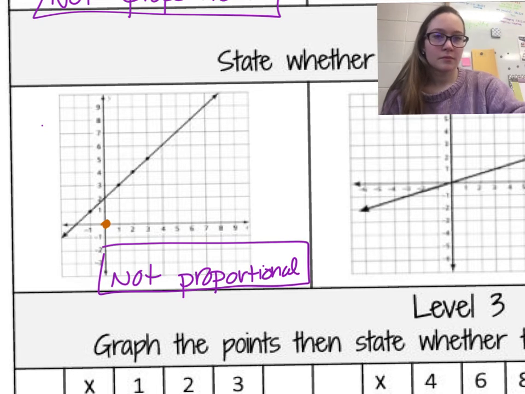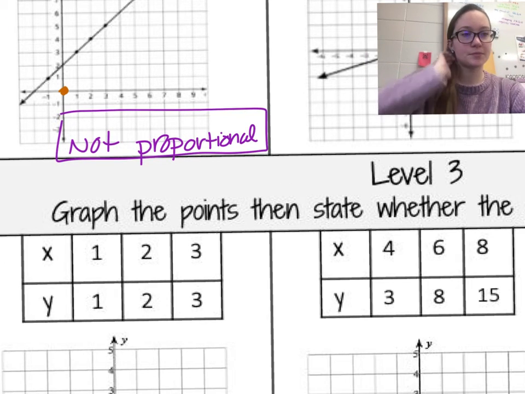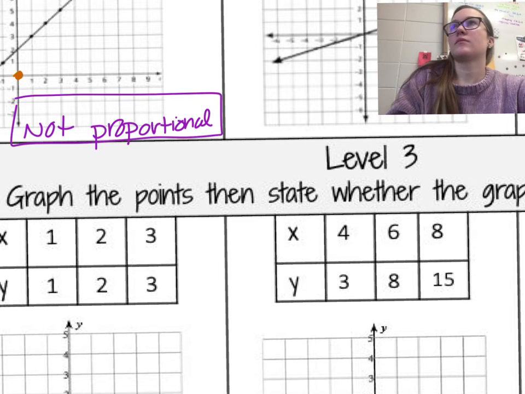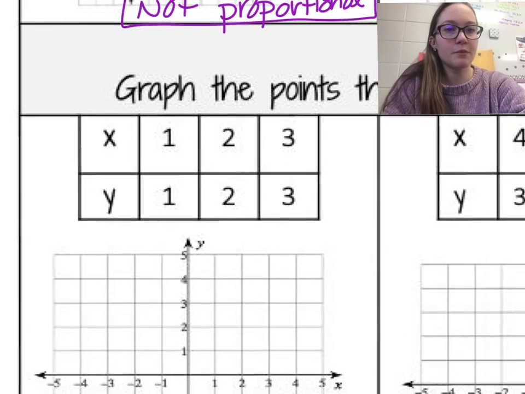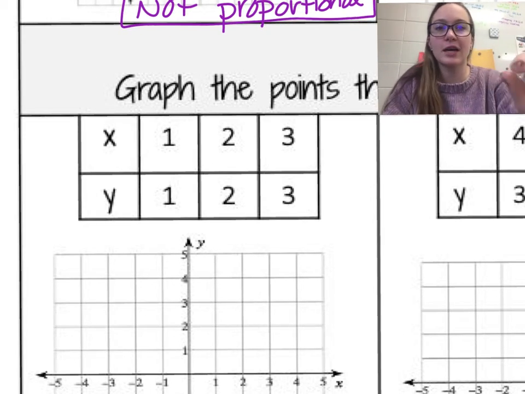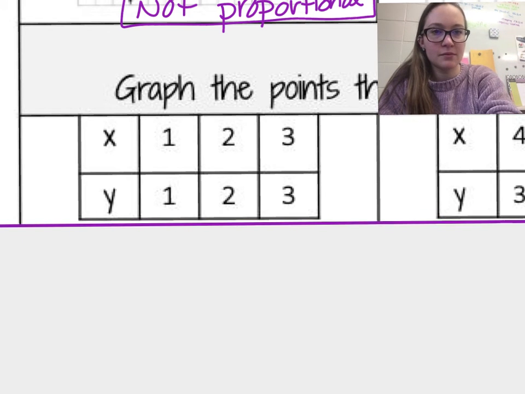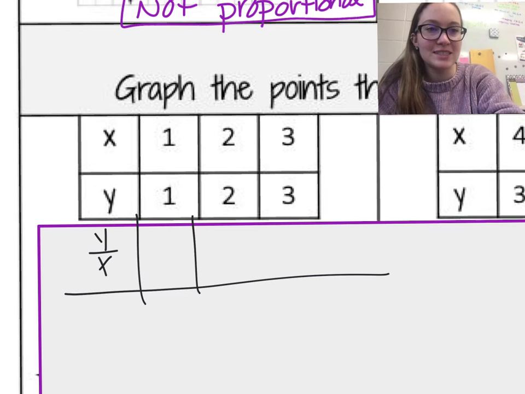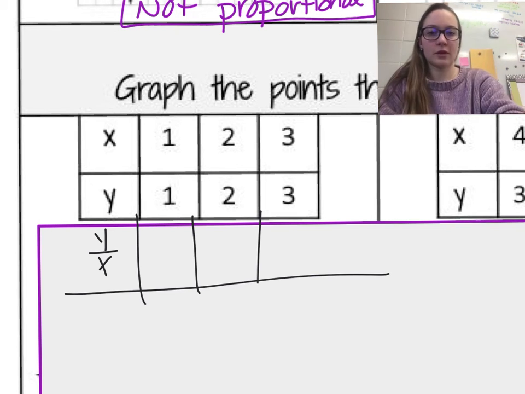Okay, so that's level 2. So I'll do one from level 3 with you. Okay, so you can graph it and practice that way. I'm going to show you one more time with the fraction table method. So I want my ratio of y over x, that reduced fraction, needs to be the exact same for all of these points.